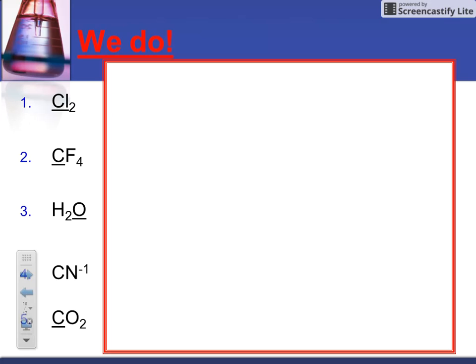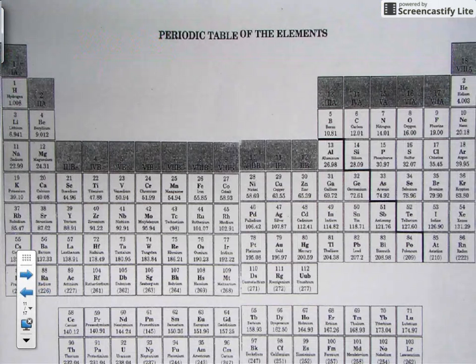So the first one we're going to do is chlorine. I'm going to write the formula over here for the ones that we're doing. The first thing we do is add up our valence electrons. So let's look at our periodic table and find chlorine. Chlorine is over here. He is in group 7A. Remember, your group number tells you the valence electrons. So chlorine has 7 valence electrons.